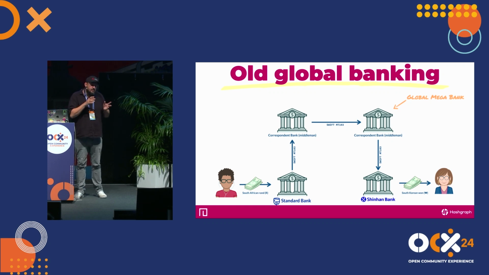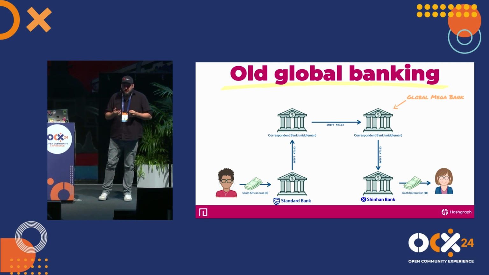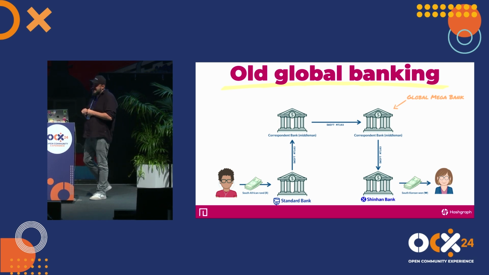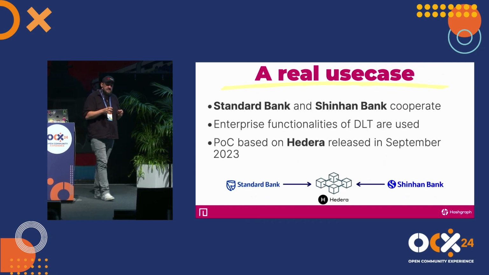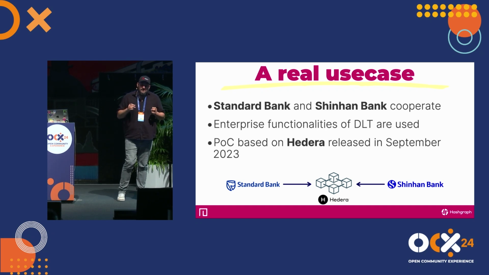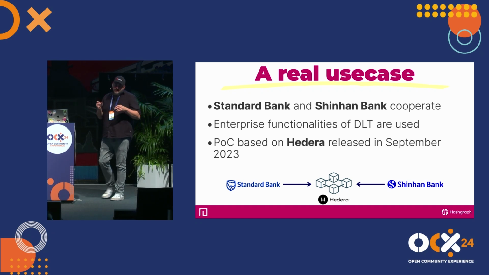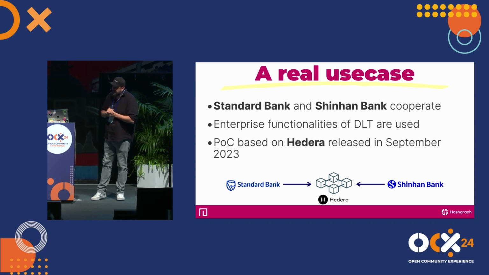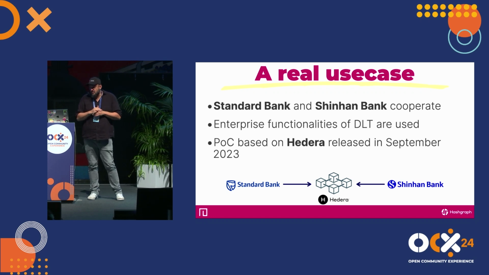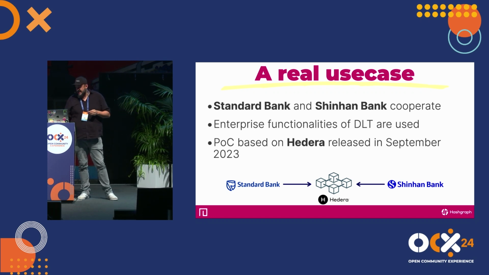And based on that scenario, those 2 banks tried to create a better solution by using distributed ledgers. They created a proof of concept with Hedera that was released last year. They used the Hedera network, which is a product, one network that is using decentralized ledger technology to create those transactions over a decentralized ledger.